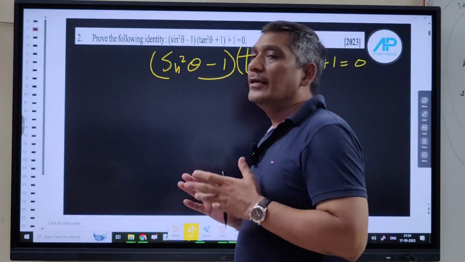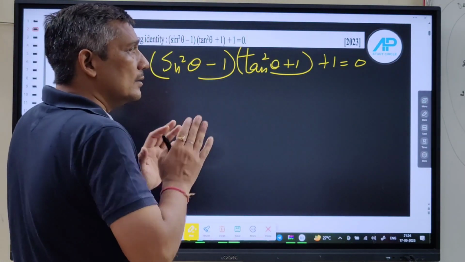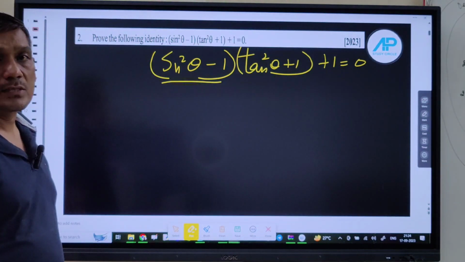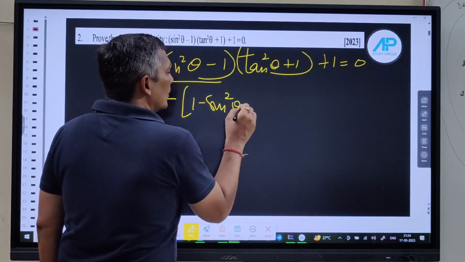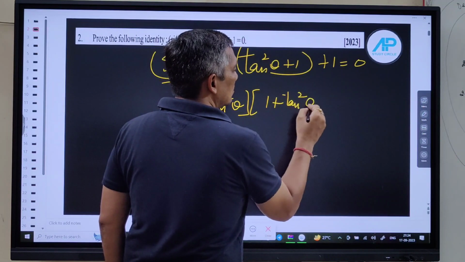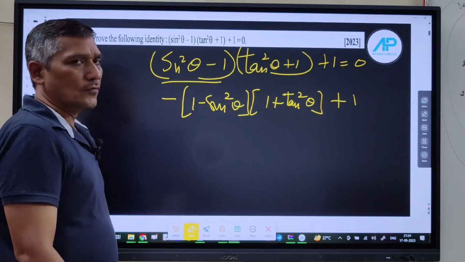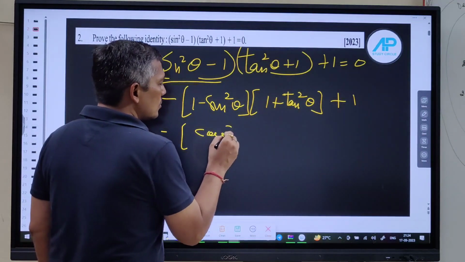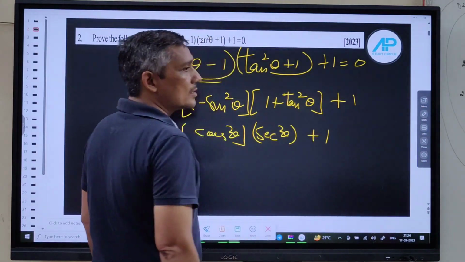I can tell you we can do this question in 2 ways. First of all, think in terms of identities. The first one you can see here is sine square minus 1. I'm taking the minus sign common and making it 1 minus sine square, into 1 plus tan square plus 1. What can you get out of it? You can see I get 1 minus sine square, which is cos square, and 1 plus tan square, which is sec square, plus 1.